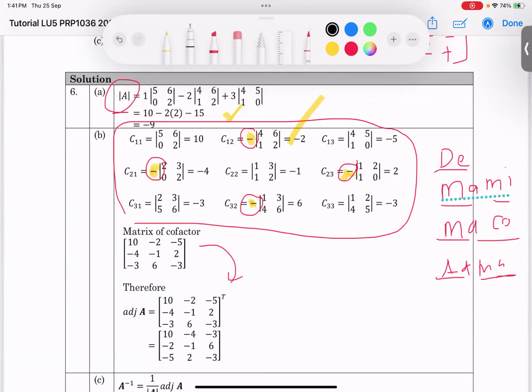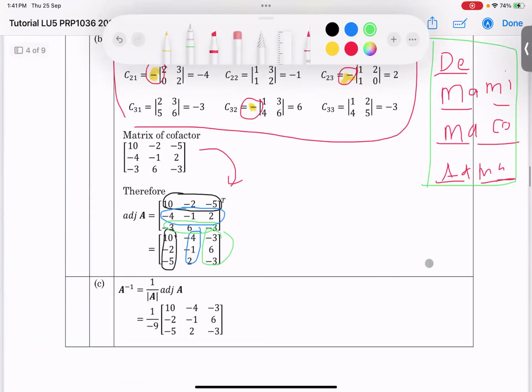So what you are going to do next is write this into this form, and this into this form. And then you continue again, and proceed. This one into this form, and then proceed this one into this form. So this is the method for you to find the adjoint of A.